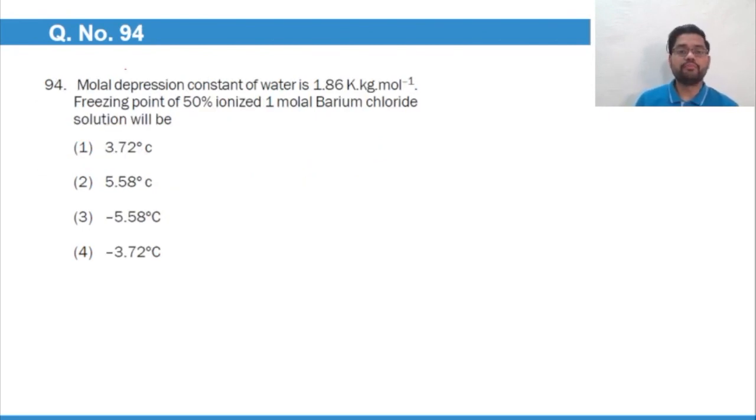Next, the molar depression constant for water is this. The freezing point of water is given. What is the freezing point of 50% ionized 1 molar barium chloride? So first of all, barium chloride.